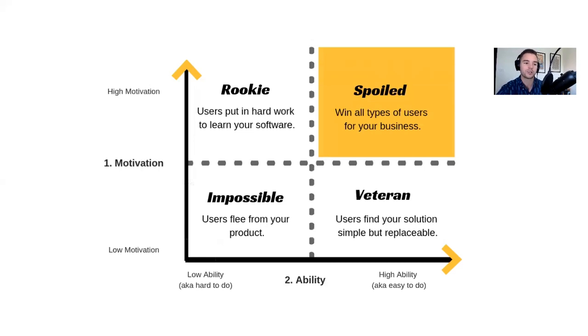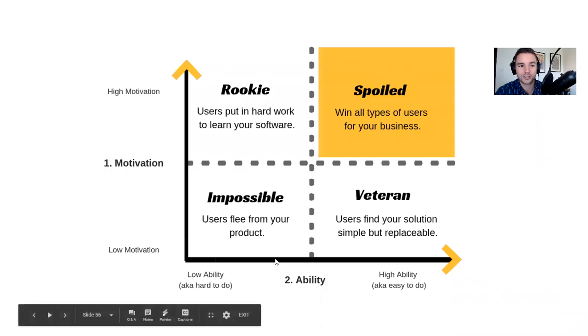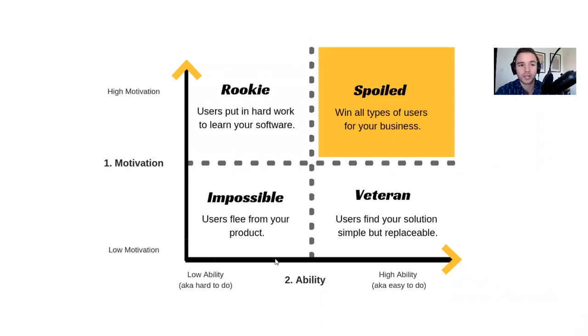And so the next part is just impossible. I like to reference this as also Mission Impossible, since I like those movies. This is where your users have a very low motivation to use your product and find it incredibly hard to do. This is the hardest place to be because upgrading these users is going to be near impossible because they just don't get the value of your product.